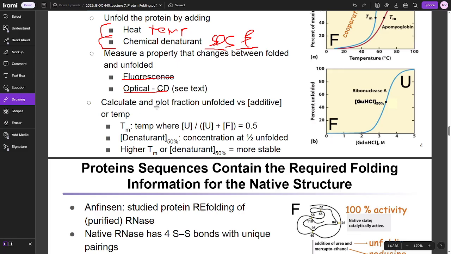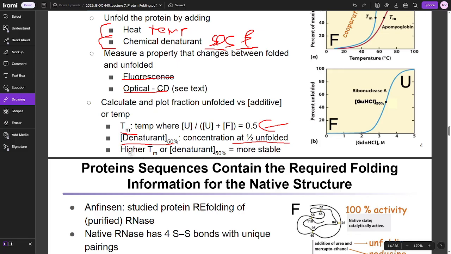And here's the fraction, like Tm, right? The fraction of when 50% of the protein is unfolded. I've never had to use this equation before personally. It's probably useful to know, but I would just keep it in the back of your mind. What is important to know is what Tm means, and Tm is just the temperature at which the protein is half folded, half unfolded, right? Same thing with this denaturant 50%, the concentration of denaturant at which the protein is one half folded, right?